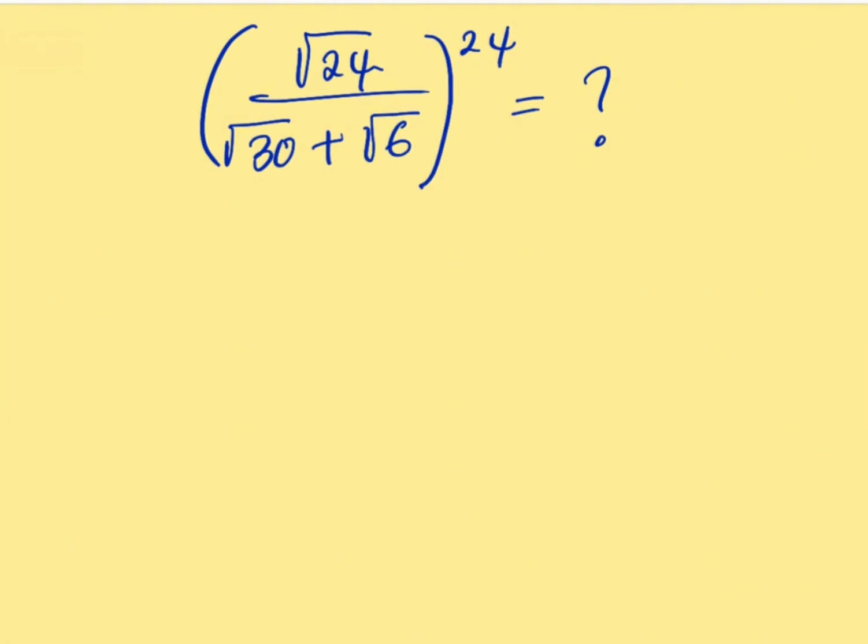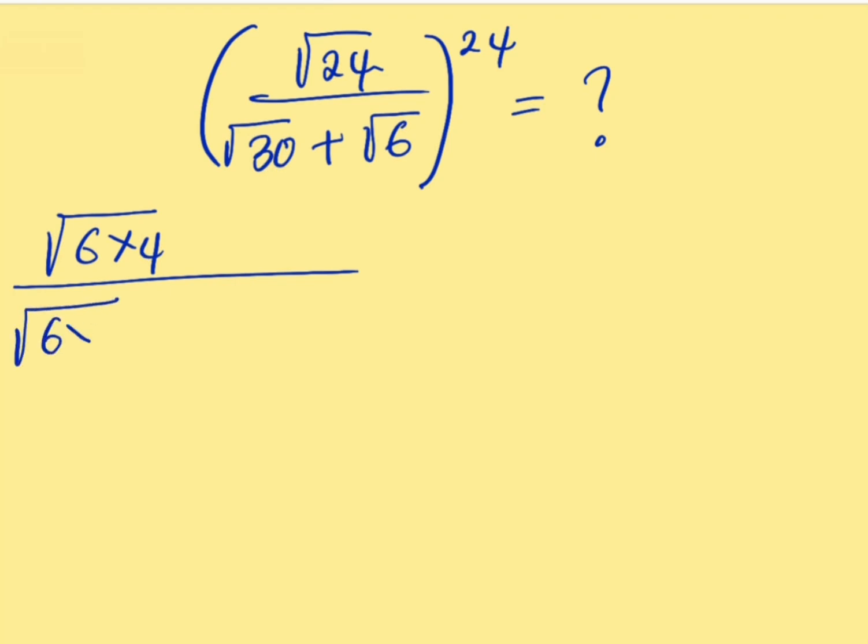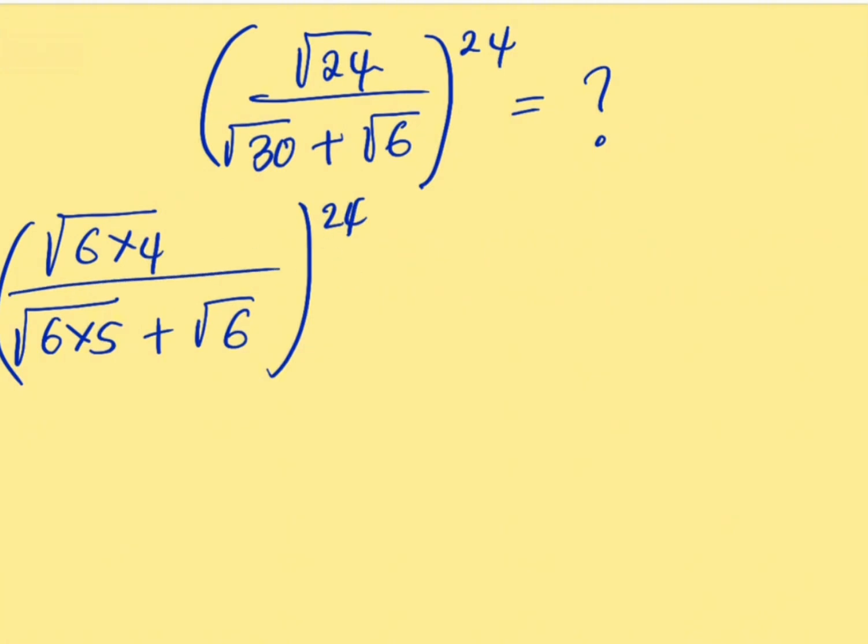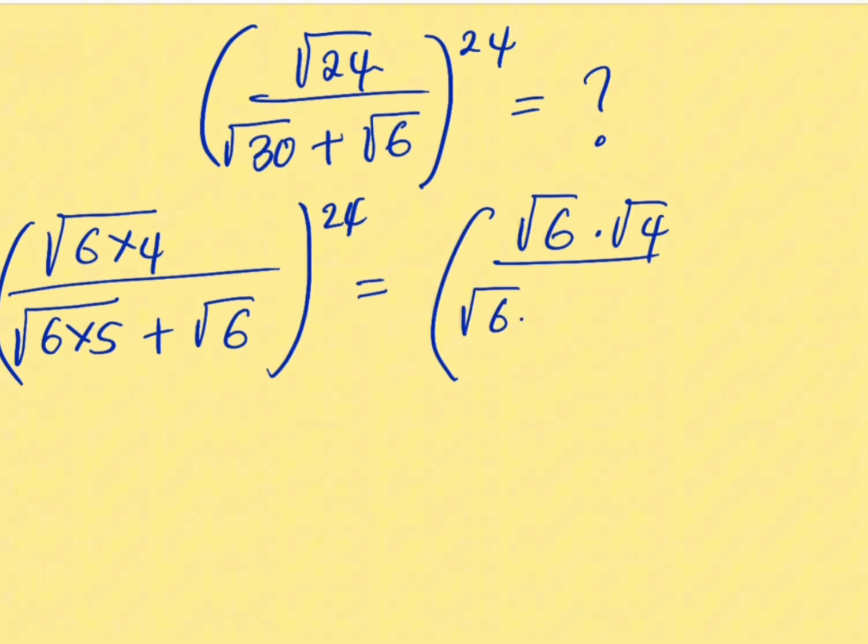To simplify this, 24 can be broken down as 6 times 4, all over 30 can be broken down as 6 times 5, plus square root of 6, then everything to the power of 24. This can simplify as square root of 6 multiplied by square root of 4 over square root of 6 multiplied by square root of 5, then plus square root of 6, everything to the power of 24.